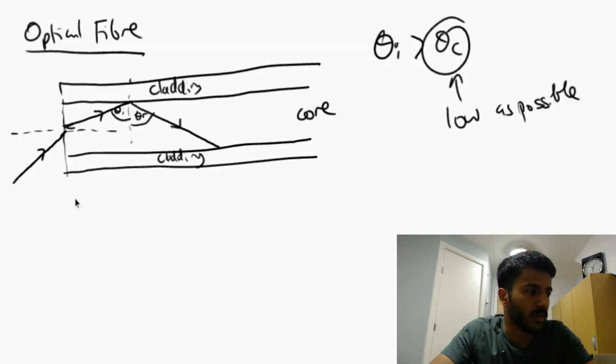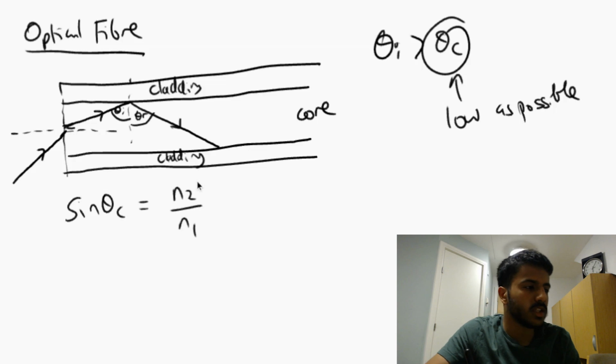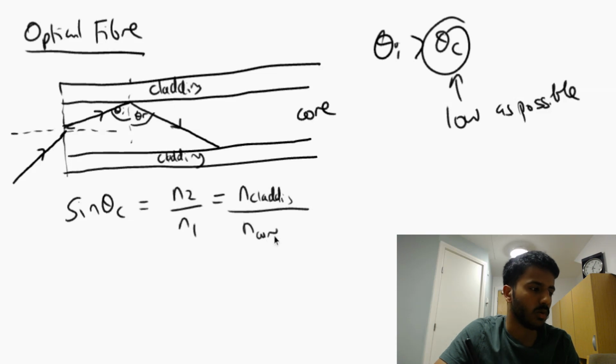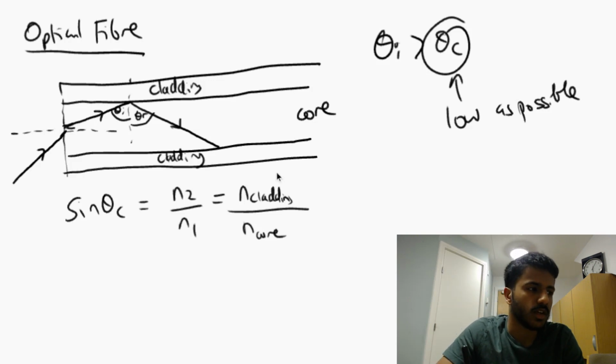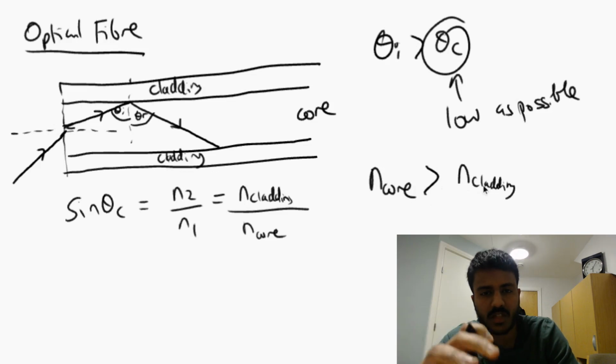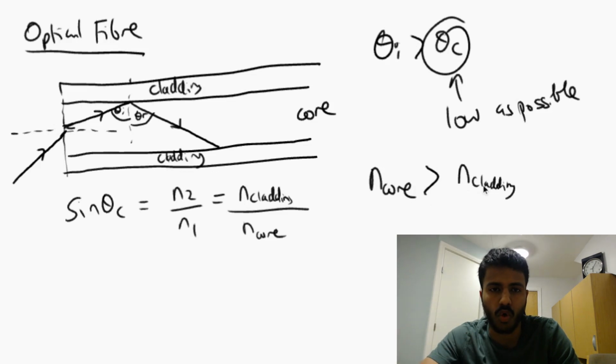Let's look at our formula. We know that sine theta c is equal to n2 over n1, where n2 in this case is going to be the refractive index of our cladding, and n1 is the refractive index of our core. Now, for this sine theta c value to be as low as possible, and for total internal reflection to occur, we need the refractive index of the core to be much greater than that of the cladding. Now, if the refractive index of the cladding was greater than the core, total internal reflection would not happen.